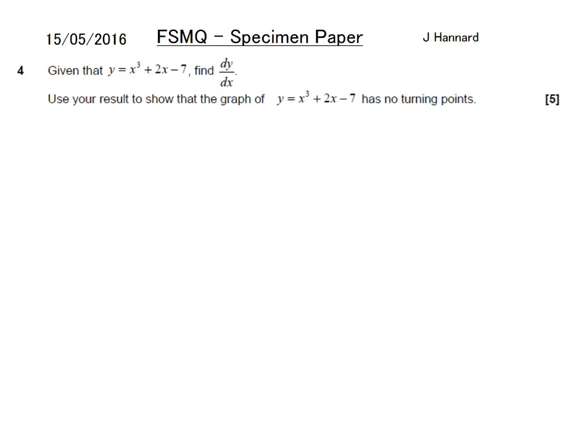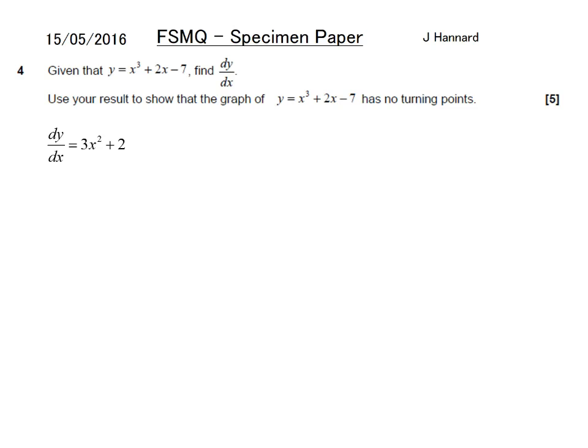Question 4 then. Given that y equals x cubed plus 2x minus 7, find dy by dx. This is a really easy question, actually. Dy by dx, power to the front, take 1 off the power. Quite alarming, that. How late in the paper that is. That should really be question 1.